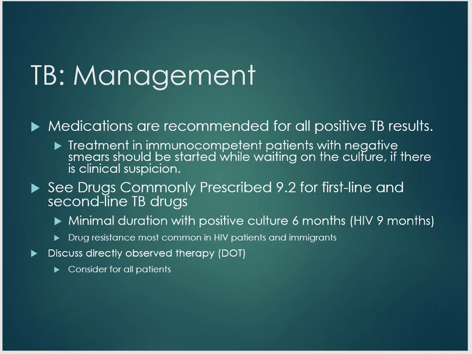So treatment is based on what your diagnostic findings are. So you would have an individual that had a positive TB culture by sputum on treatment for 6 months minimum, and someone that was HIV positive for 9 months. Drug resistance is most common in HIV patients and immigrants.